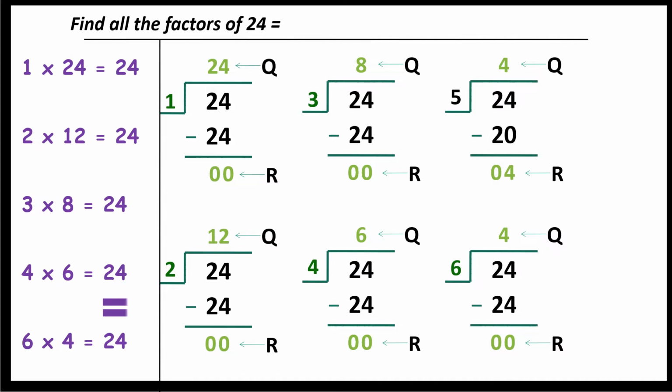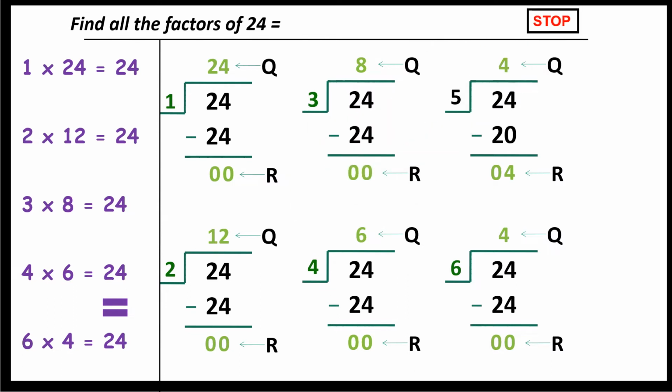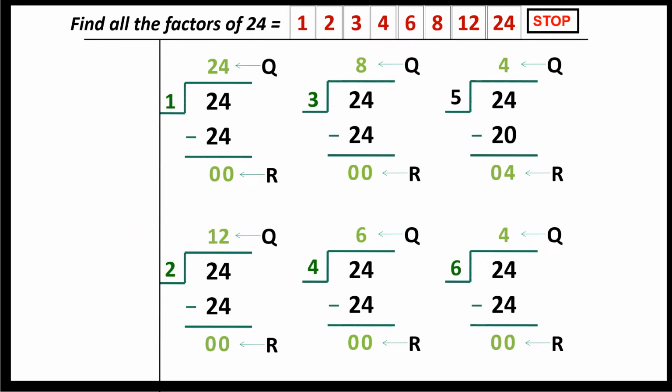Look, if we divide 24 by 4 and 24 by 6, we get the same multiplication fact. 4 times 6 is 24 and 6 times 4 is 24. And if we get the same multiplication fact, stop here. Therefore, the factors of 24 are 1 and 24, 2 and 12, 3 and 8, and 4 and 6. Remember, always write the factors in ascending order. Thus, 1, 2, 3, 4, 6, 8, 12 and 24 are the factors of 24. Always remember, we count the repeated factors only once.